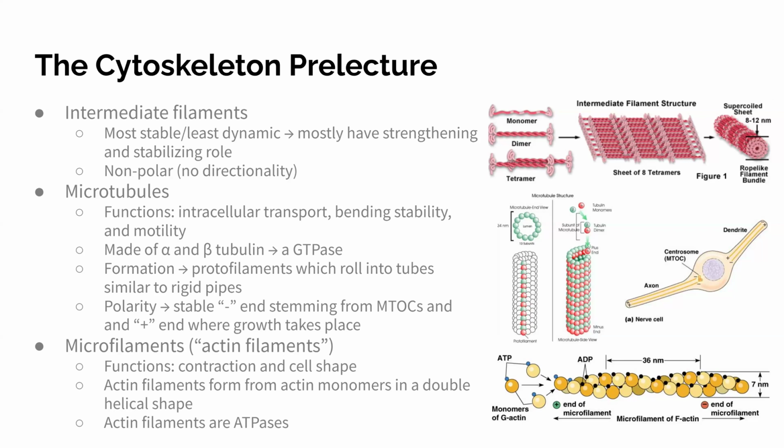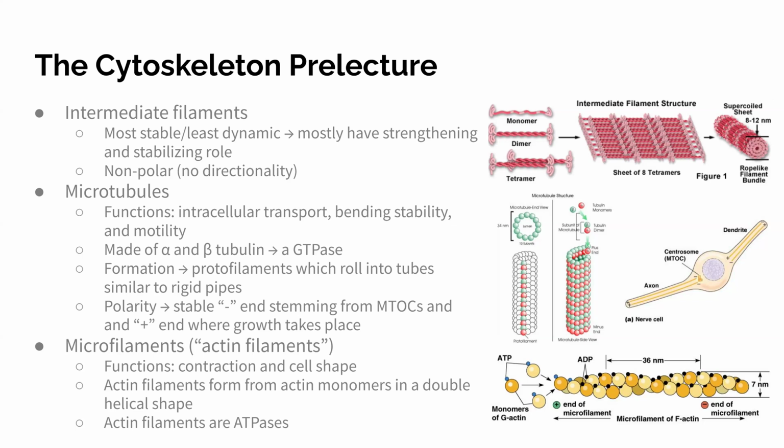Then next up we have microtubules. Those are used for intracellular transport, bending, stability, and motility. And those are made of alpha and beta tubulin, and microtubules are a GTPase, so an enzyme that uses GTP. The formation of that is that it will form protofilaments that will then roll into tubes that look like pipes, and you can see it in the image here. It coils together to make that tube. And these microtubules do have polarity.